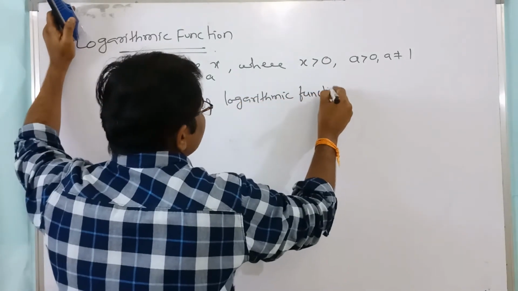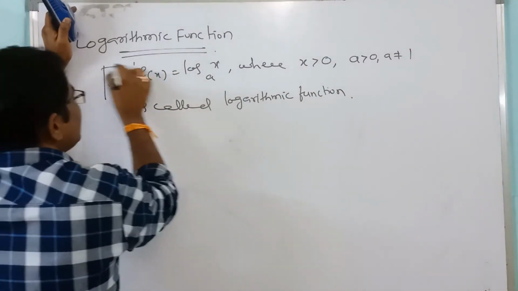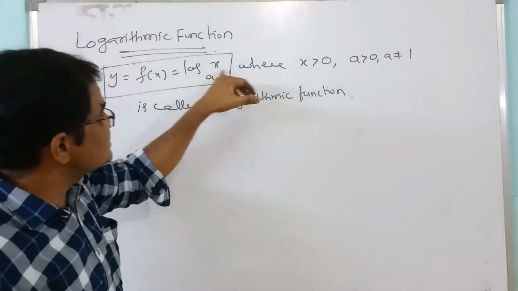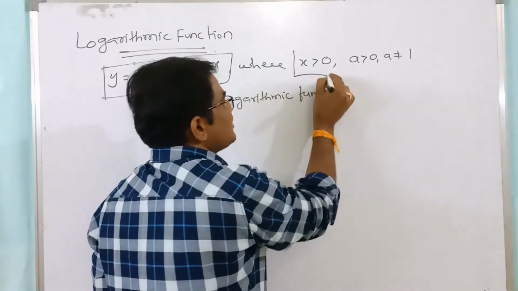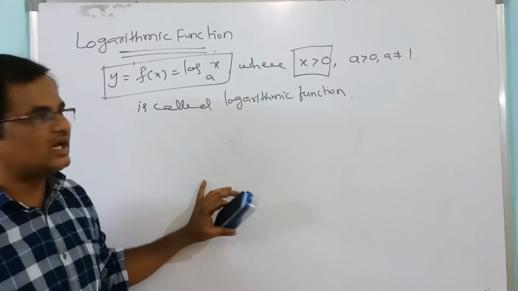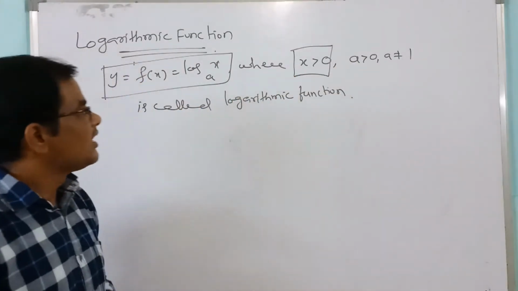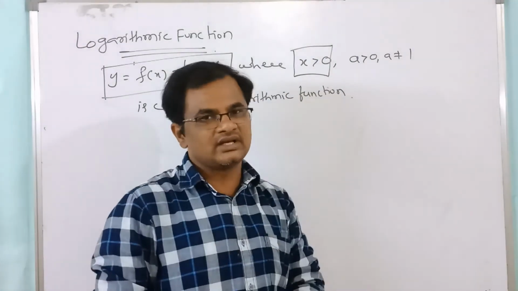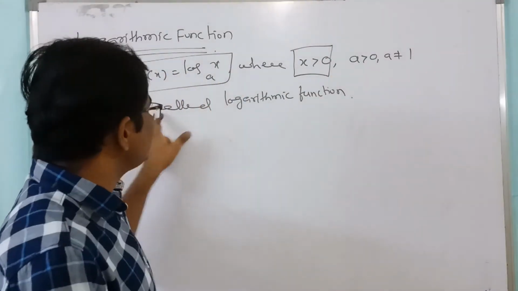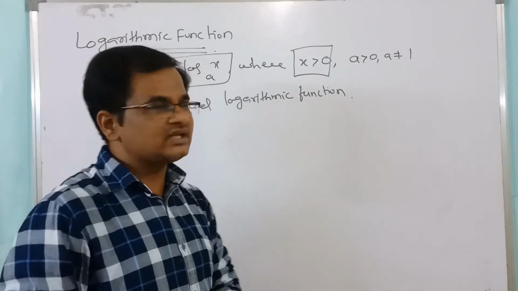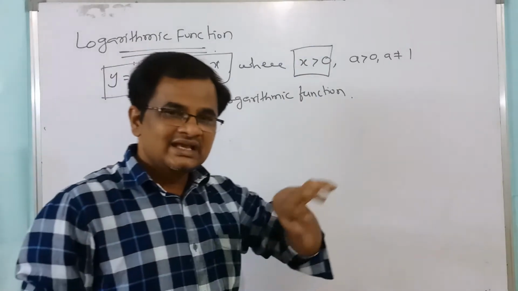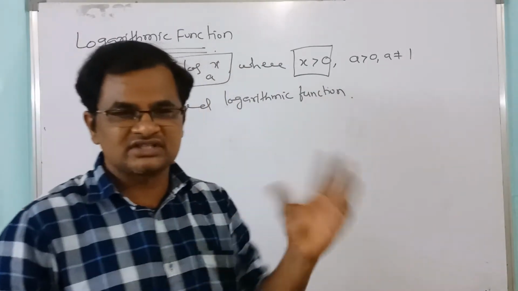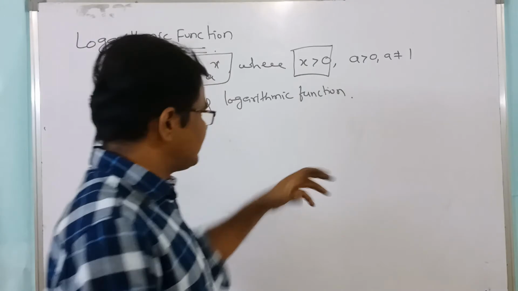Right? So here, a function of the form y equal to log x to the base a. But carefully observe, x is a positive real number, x is greater than 0. And a is also a positive real number, but a not equal to 1. This is called a logarithmic function. Logarithmic function is the inverse of exponential function. Exponential function and logarithmic function are both inverse to each other. I will explain that also.